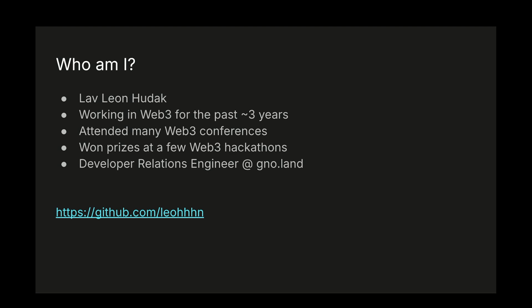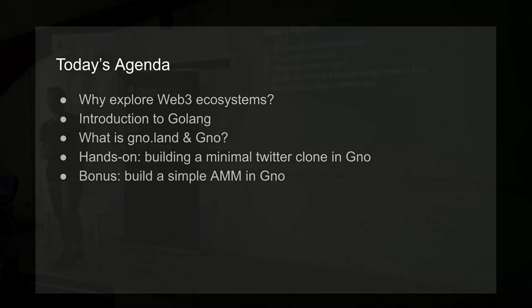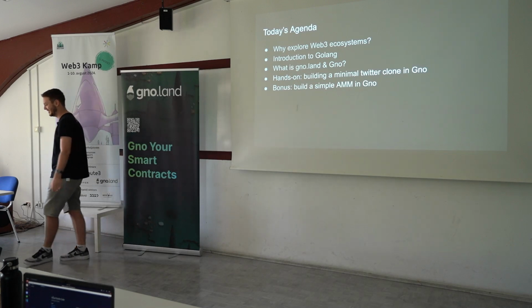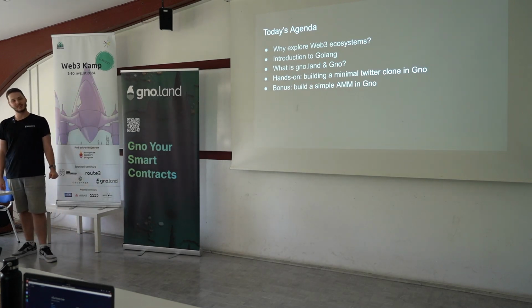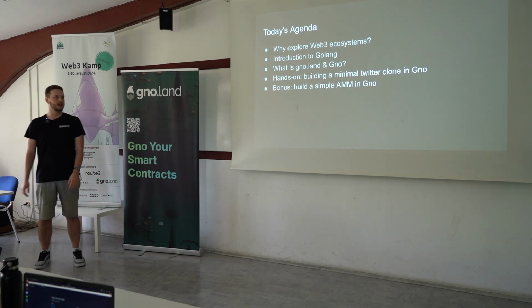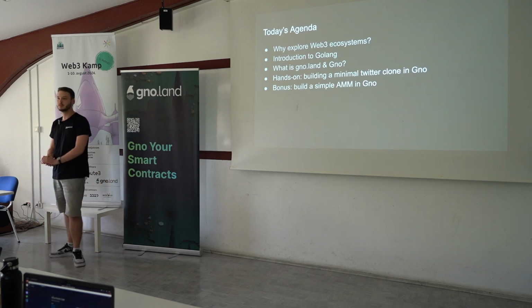Okay, let's get started. Today's agenda is just a few points. First, I'm going to tell you a little bit about why you should explore Web3 ecosystems, why you shouldn't just sit in one ecosystem, like, for example, just learn about Ethereum or Solidity or EVM. Then I'll give you a very brief introduction to Golang, which is a Web2 language. Some of you have probably heard of it by now. And then I'll give you an introduction to what GNOland is and what GNO is. Then after that, we'll do a hands-on part, where we're going to build a minimal Twitter clone with GNO.